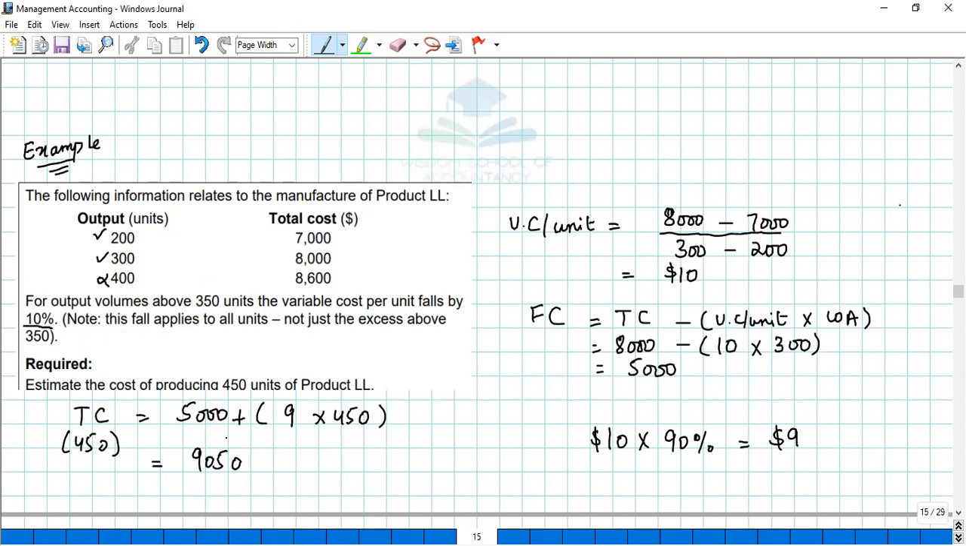So again, the concept is exactly the same. If the requirement was to calculate the cost at an activity level below 350 units, then you would have used 10 as your variable cost per unit. But if in the question he asked you to calculate the total cost at an activity level above 350 units, then you have to use this 9 as your variable cost per unit. So that was your Hilo method.